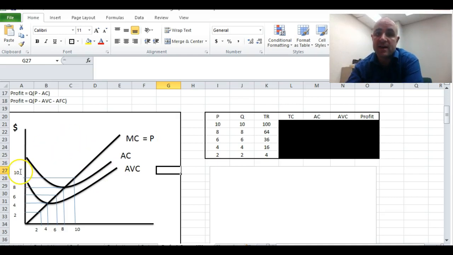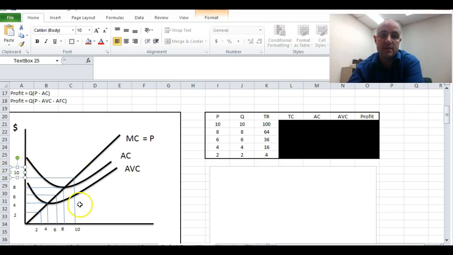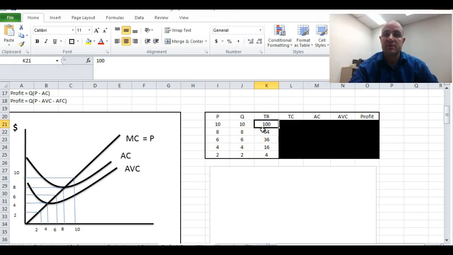So here I have some points on here. I have when the price is 10, the quantity is 10. When the price is 8, the quantity is 8. 6 and 6, 4 and 4, 2 and 2. Now your total revenue is going to be your price times your quantity, number of units sold times the price you just sold at. Okay. Again, this is assuming that the firm is a perfectly competitive firm and that's trying to maximize profits.